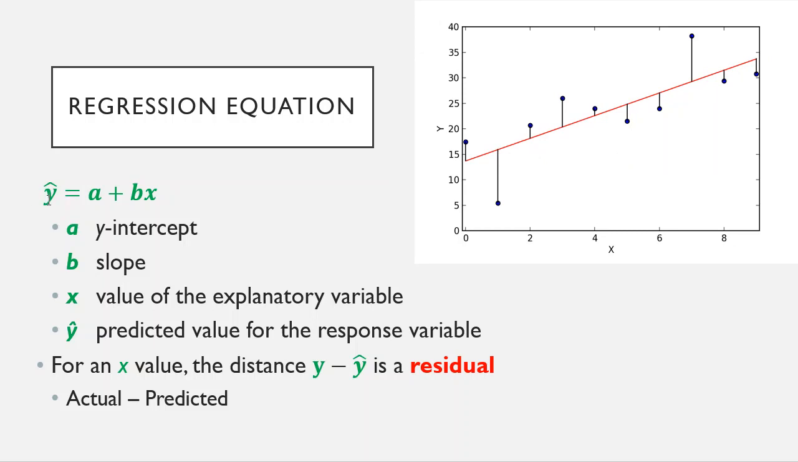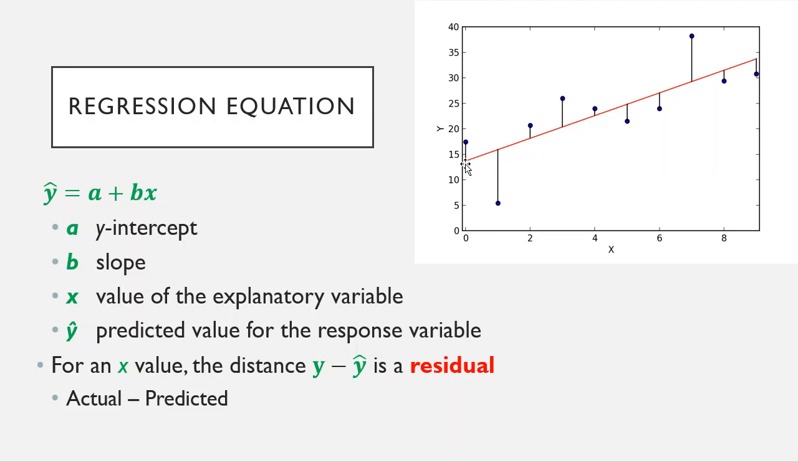It's the predicted value of y. It's not going to be correct because for a particular x, it's usually off. So the x value is measured, the y value is predicted, so we call that y hat. And then a is the y-intercept and b is the slope.